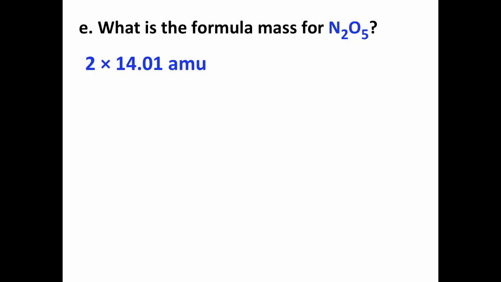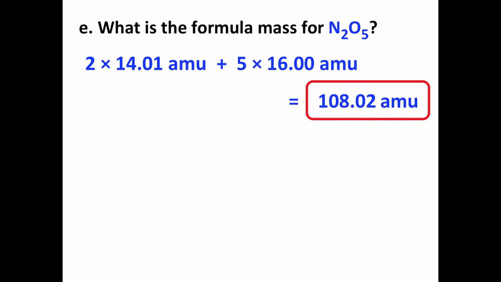And its formula mass is the mass of one molecule, or formula unit, of N2O5, which is 2 times the atomic mass of nitrogen, which is 14.01 AMU, atomic mass units, and then 5 oxygens is 5 times 16 atomic mass units. That adds up to 108.02 atomic mass units. So one molecule of dinitrogen pentoxide has a mass of 108.02 AMU, and that's the formula mass.